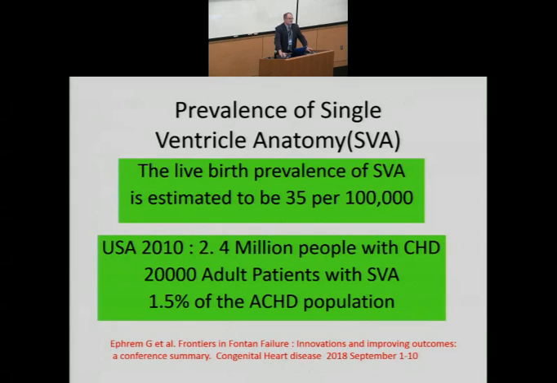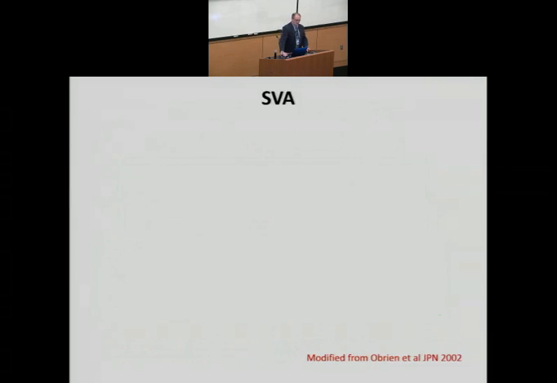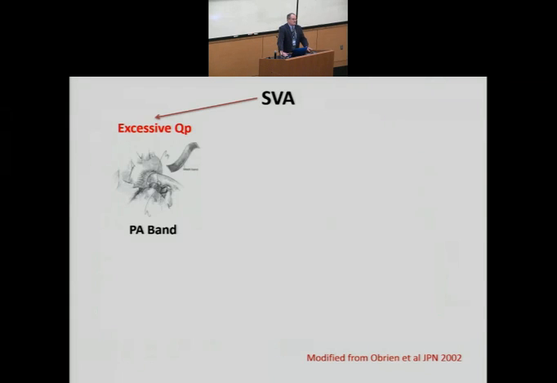And so the live birth prevalence of single ventricle anatomy is probably about 35 per 100,000. In the USA in 2010, there were 2.4 million patients living with congenital heart disease, and that includes 1.4 million adults and about 1 million children. Of that, there are about 20,000 adults with single ventricle anatomy, and this accounts for about 1.5% of the adult congenital heart disease population. And so very early on, surgery decides, right, we're going down the single ventricle route.